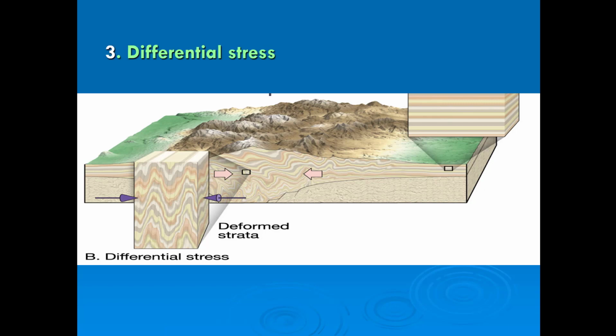So that is called differential stress. Differential just means change, and this is stress that is not equal in all directions. There are some directions, like in this case, the squeezing or the compressional stress at a convergent plate boundary, which is not the same as the overlying or underlying stress on this packet of rocks.